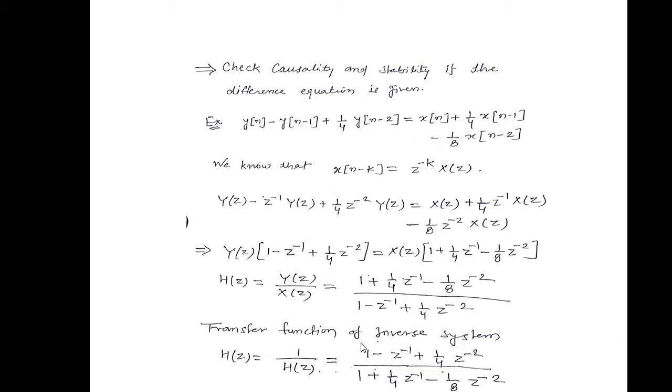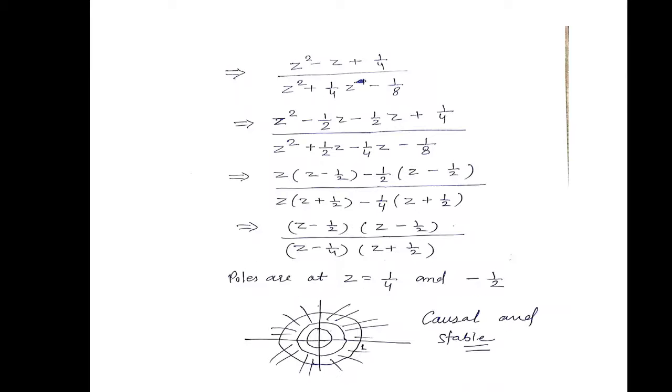Okay, so for the transfer function of the inverse system, we have the system H of z, and if we have to calculate the transfer function of the inverse system, then what should the inverse function be? 1 upon H of z is the inverse function. So just invert this expression, which equals 1 minus z inverse plus 1 by 4 z to the power minus 2 upon 1 plus 1 by 4 z inverse plus 1 by 8 z to the power minus 2. Okay.